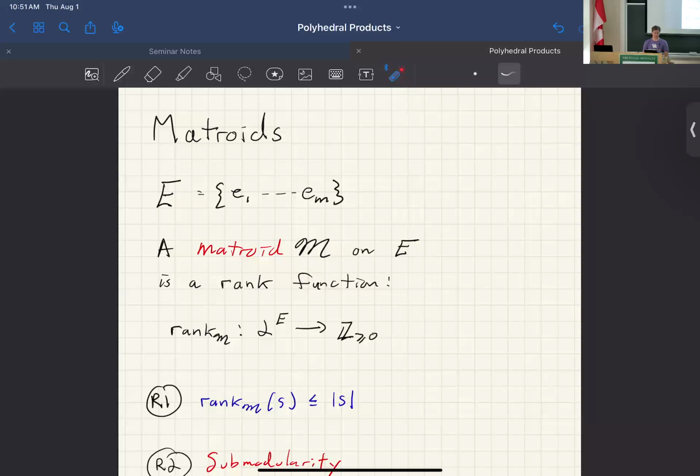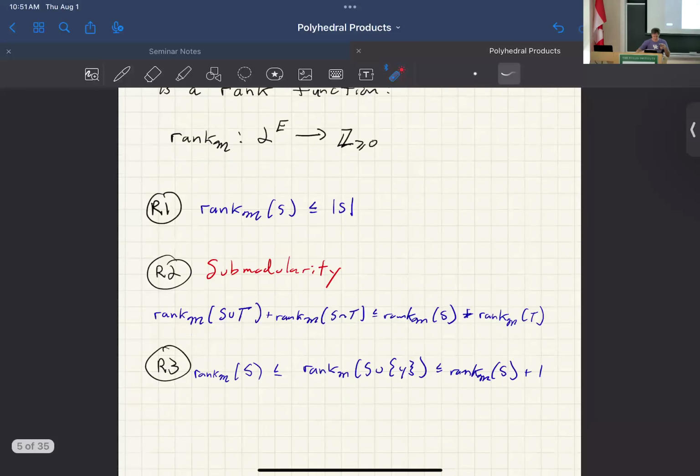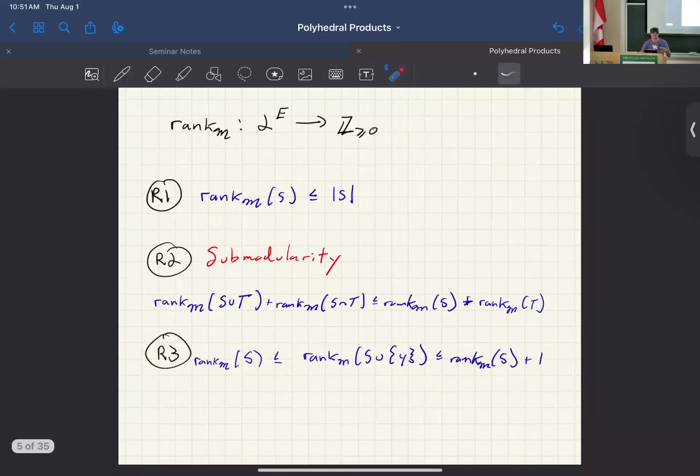And then to begin with, a matroid will be a rank function. So this is a non-negative integer valued function on the power set of E, and it has to satisfy some rules. And any non-negatively valued function on the power set of E that satisfies these rules is a matroid. So here are the rules. Rule 1, the rank of a set needs to be bounded above by the size of the set.